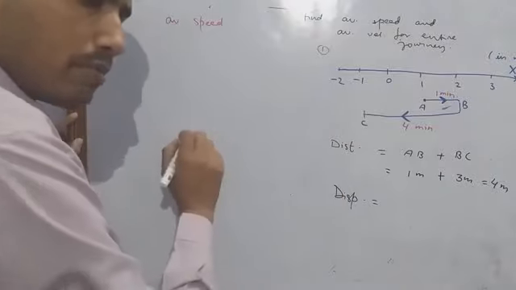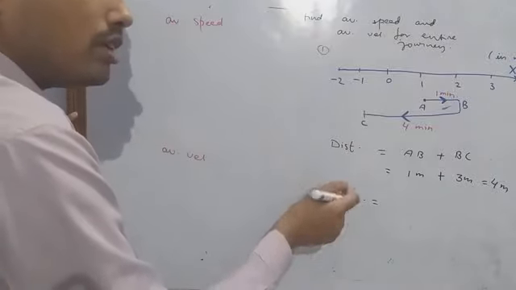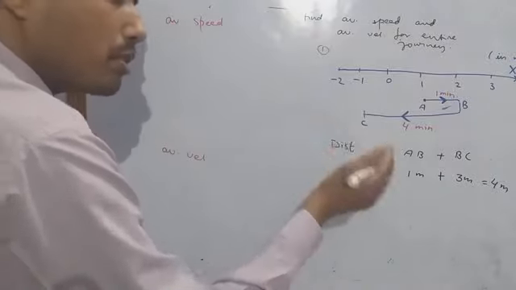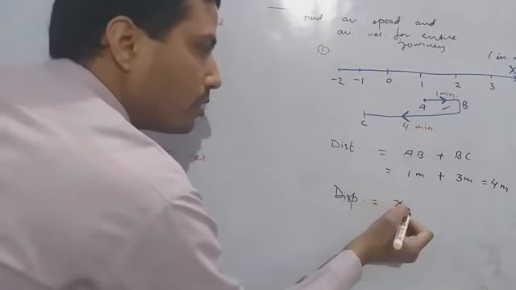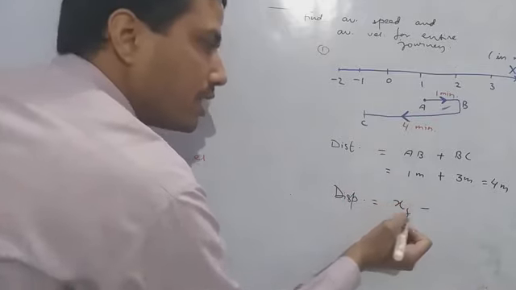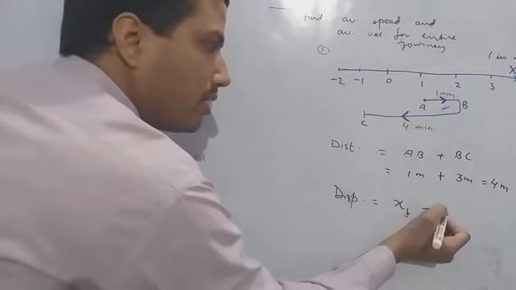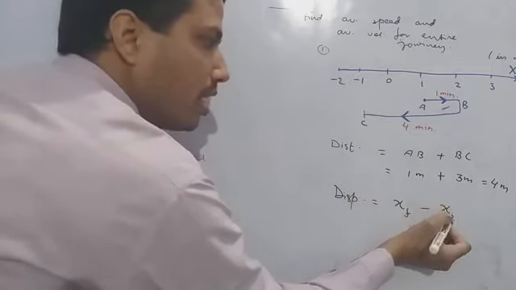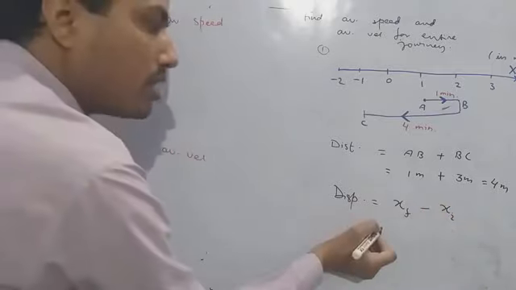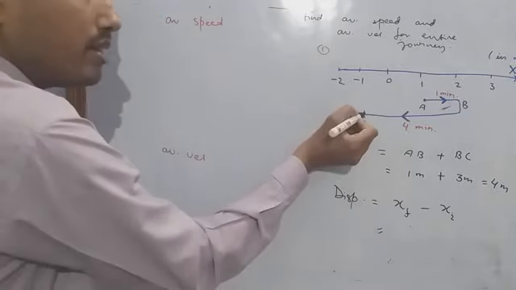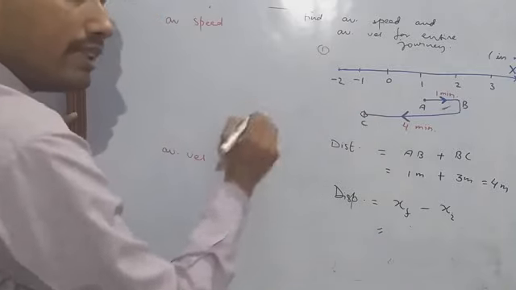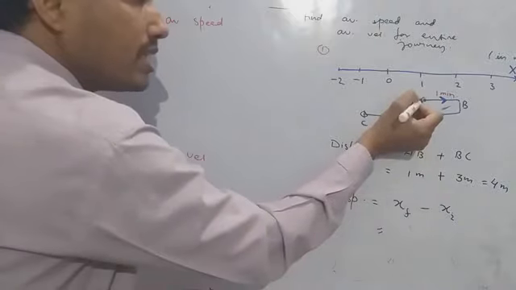Displacement, I have told you, is not path length. It is the relative position of the final position with respect to the initial position, and it is given by the formula: final position, which I write as XF, F for final, minus initial position, I for initial. Now what is the final position, students? The final position is at C and the initial position is at A.